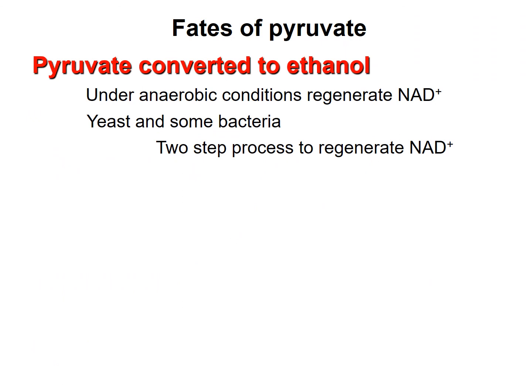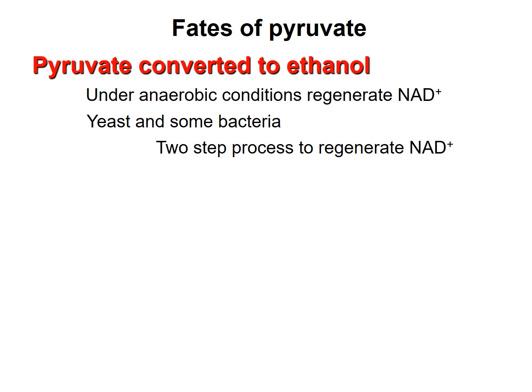And shown here is the third strategy to regenerate NAD positive, and this happens in yeast and some bacteria. This process is known as ethanol fermentation. By converting pyruvate into ethanol, this process will regenerate NAD positive. In fact, we have been using this process of alcoholic fermentation for thousands of years in the making of wine and beers.